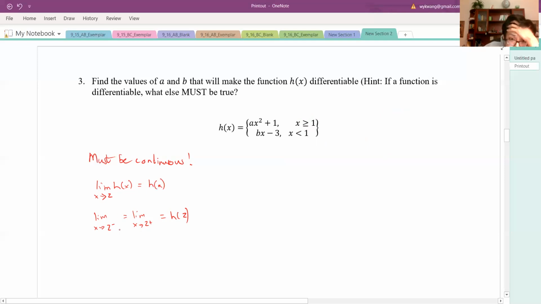So the limit as x approaches 1 from the left, right? Well, from the left, we have bx minus 3. So we're going to just plug in b times 1 minus 3, which must be equal to the limit as x approaches 1 from the right.